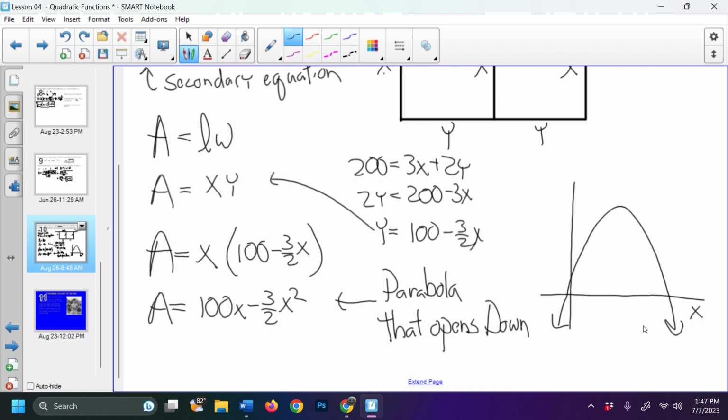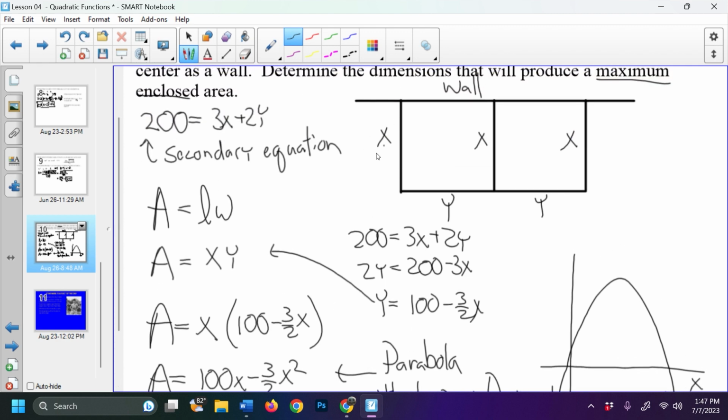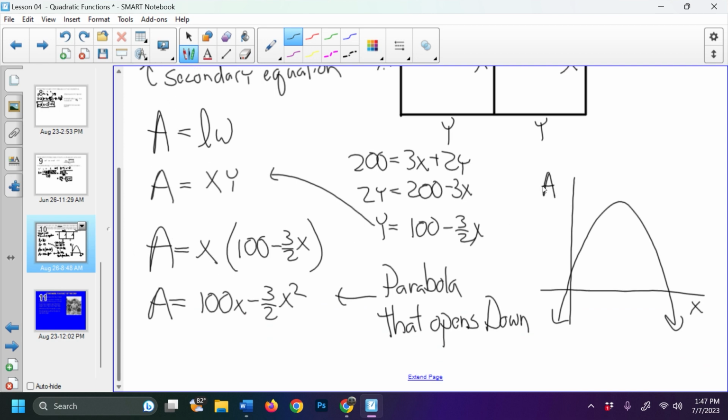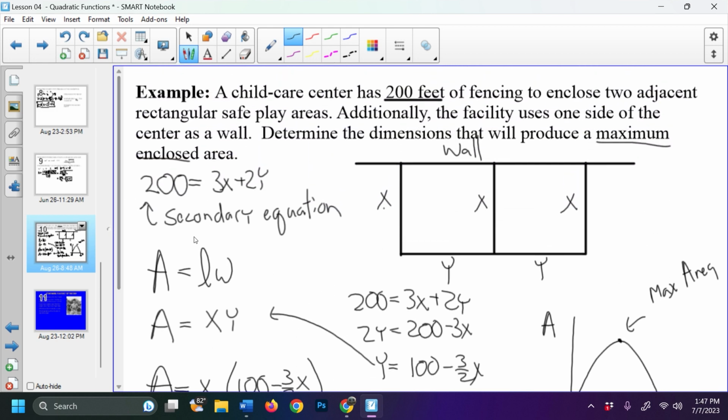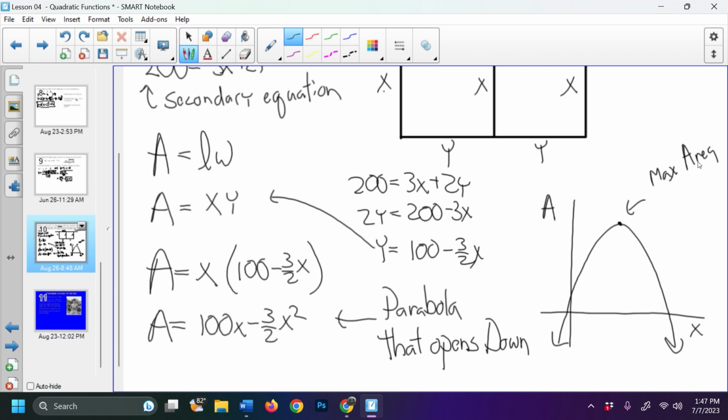Here is x, and I see x being this length right here. And this axis is not y, it's actually A. It's the area axis. So this point right here, this vertex, is the maximum area. So let's go back and make sure we get the question. It wants us to determine the dimensions that will produce a maximum enclosed area. So we want to find not just the max area, but this x value right here, and that will be one of the dimensions that gives the maximum area.